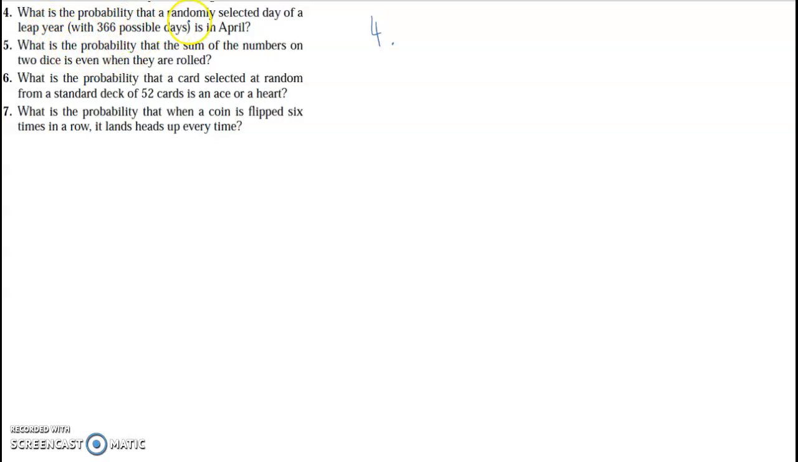So number 4 is, what is the probability that a randomly selected day of a leap year is in April? So we know that the month of April, in a leap year, is going to be 30 days. So we have 30 out of 366 possible days, and that's it. Hopefully you guys will be able to reduce all of your answers. So this would be 5 over 61, and that is actually the solution for number 4.